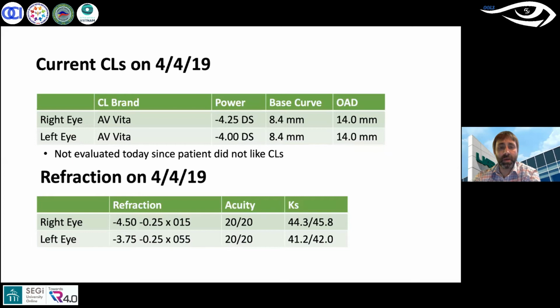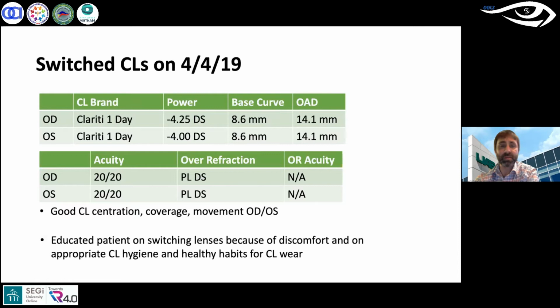Per the chart, we noted that she was wearing the AccuView Vita. We didn't really evaluate them because the patient wasn't happy with them. So don't waste your time. We got a good refraction because we always want to do that when picking out a new contact lens. And in this case, we went with the Clarity 1 day, and a student was helping me with this.